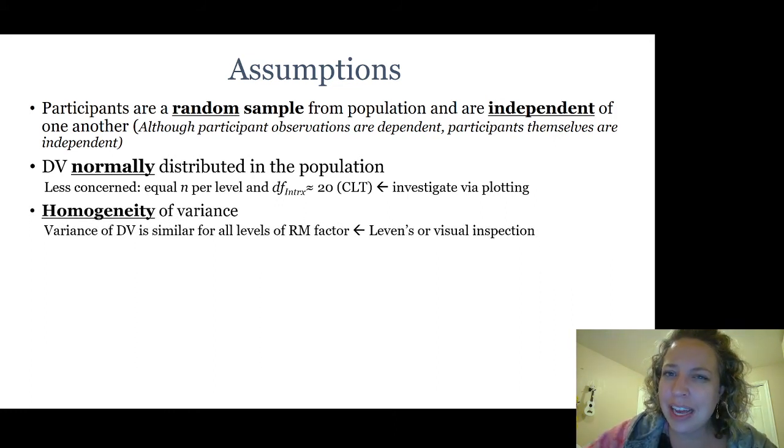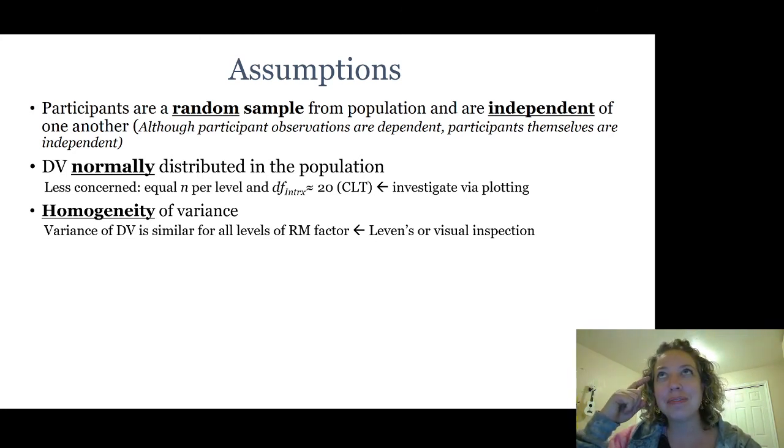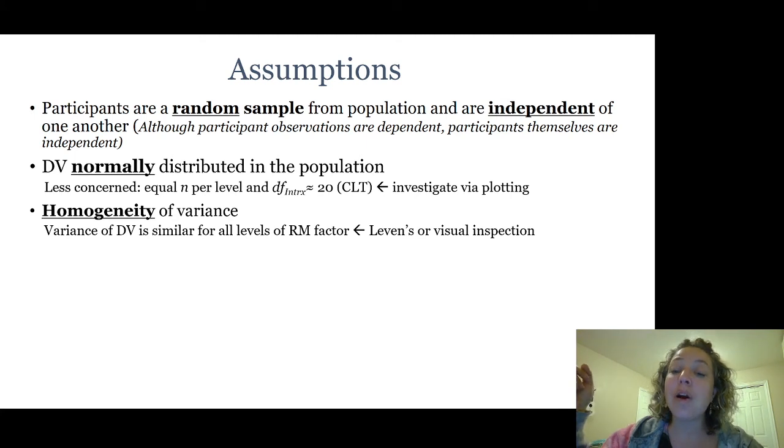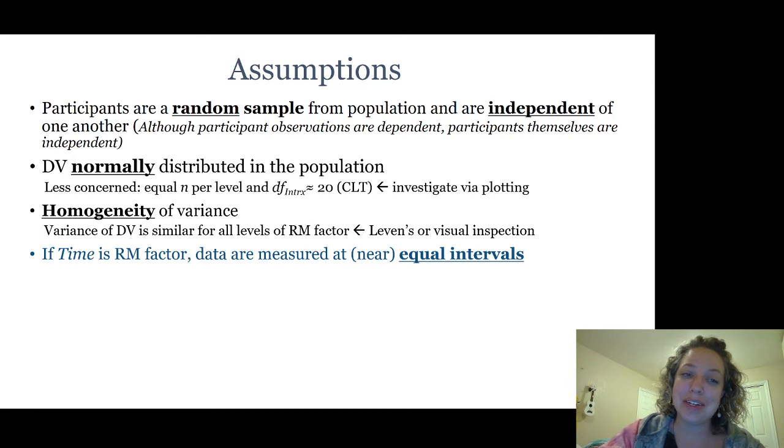The normality one, we can kind of get away with because of the central limit theorem if we have sample sizes that are fairly big and equal per group, if we have groups. Homogeneity of variance. Where have we heard this before? It's like every single t-test and ANOVA test assumes homogeneity of variance. Every one of them. And how do we check homogeneity of variance? Levene's test or visual inspection. If time is the repeated measure factor, then we want to have the time points separated equally in time. I said that a minute ago.